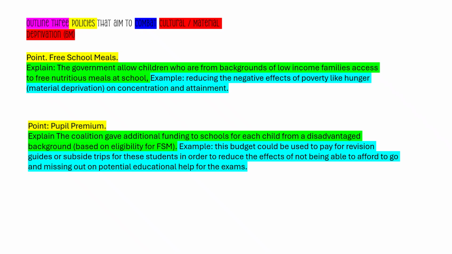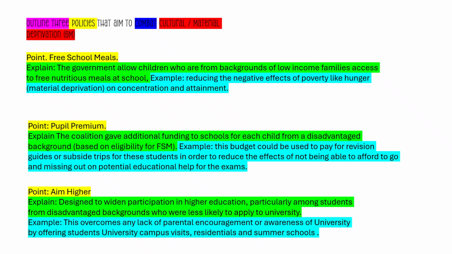This budget could be used to pay for revision guides, subsidised trips, in order to reduce the effects of not being able to afford to go and missing out on potential educational help for the exams. So no more than 3 sentences, completely different to the first point I've made, and a good example of fighting against poverty or material deprivation. So I've done 2 on material deprivation, so I thought the third one, we'd have a look at cultural deprivation, and that's what the student did as well.